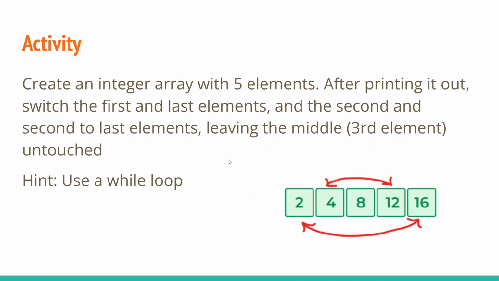Okay, so now you're going to be doing something pretty similar, but now you're going to create an integer array with 5 elements. And then after you print out the original array, you're going to switch the first and last elements, and then the second and second to last elements. So that, in this example, would be 2 and 16 are swapped, and then 4 and 12 are swapped, but 8 stays in the middle because there's nothing to swap it with. And then you're going to be using a while loop to accomplish this. I'll give you a moment to pause and then show the answer on the next slide.